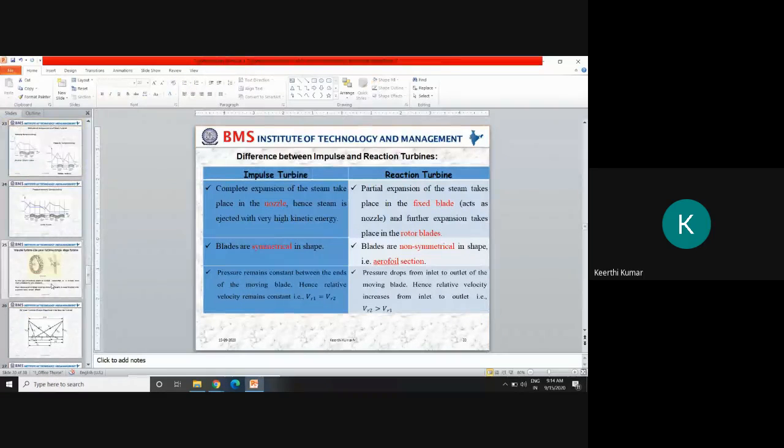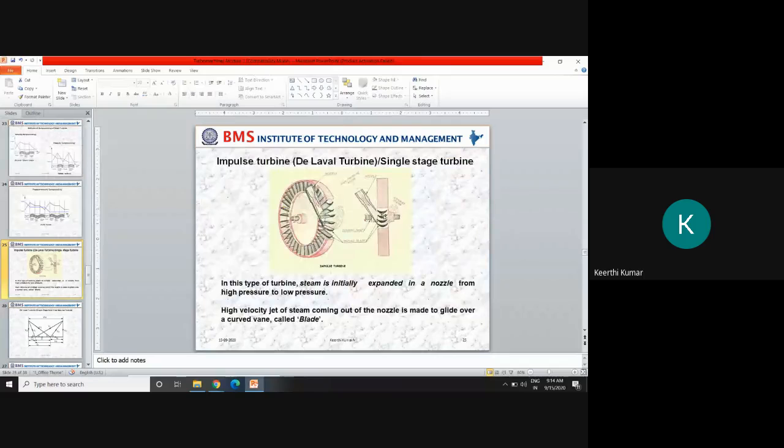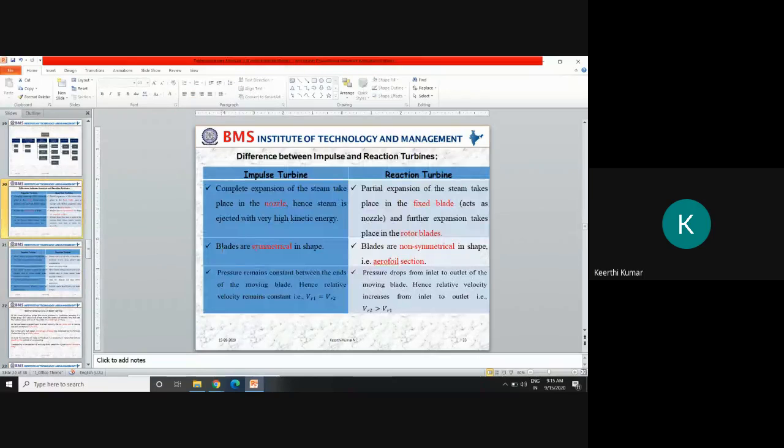I'll show you. Here. See, if I say the blades here, it is in the form of U. If I exactly cut at the center of the blades, the left portion of the blade and right portion of the blade will be symmetrical, right? The blades are symmetrical in the U shape. So in the impulse turbine, the blades are symmetrical. That we already did here today. The blades are symmetrical in impulse turbine.